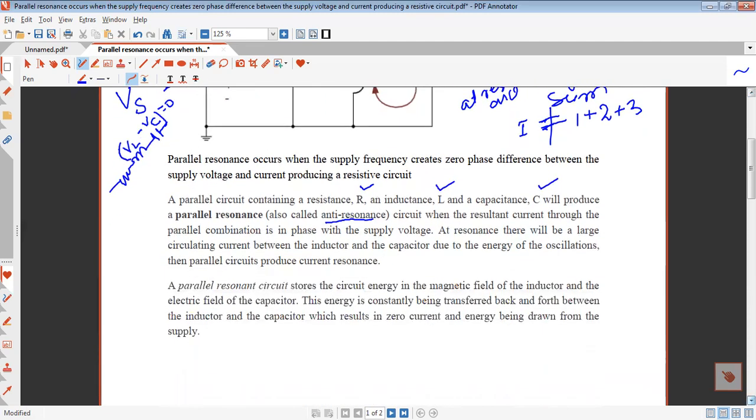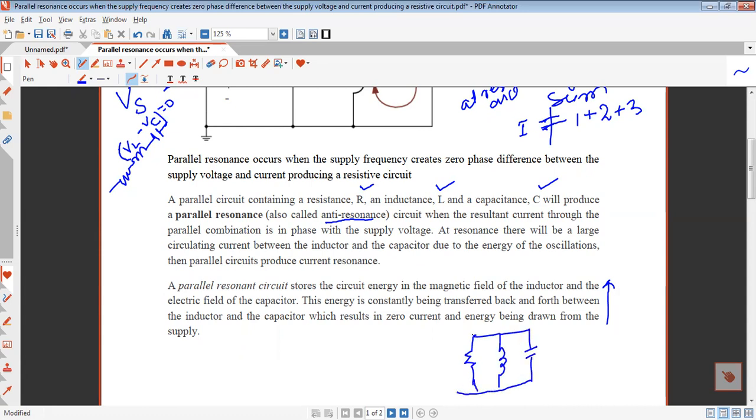And the energy oscillates between the inductor and capacitor. A parallel combination circuit stores energy in the magnetic field of the inductor and the electric field of the capacitor. This energy is constantly being transferred back and forth between the inductor and capacitor, which results in zero current and energy being drawn from the supply. Now this is a very interesting thing here. Here this is the resistor, this is the inductor, and this is the capacitor.